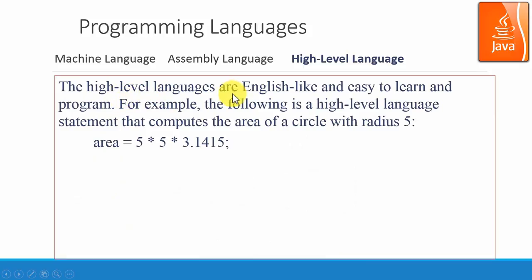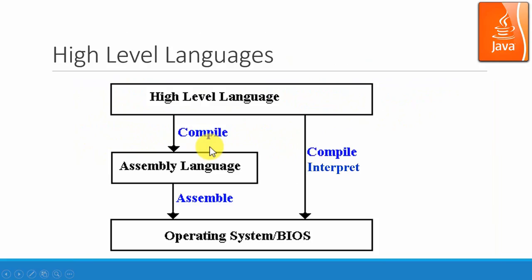High-level languages are English-like, easy to learn and easy to program. For example, if we want to calculate the area of a circle, we can type the variable area equals the radius times pi. A high-level language needs to be compiled or interpreted, depending on the language, to the OS, and then the OS executes it for you. You can also compile to a certain intermediate code, such as bytecode or assembly code, and then use the assembler or some sort of virtual machine to access the OS.